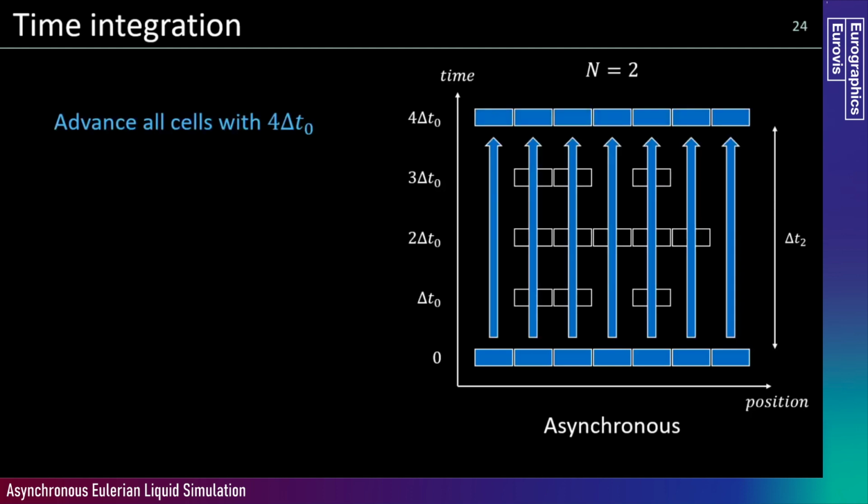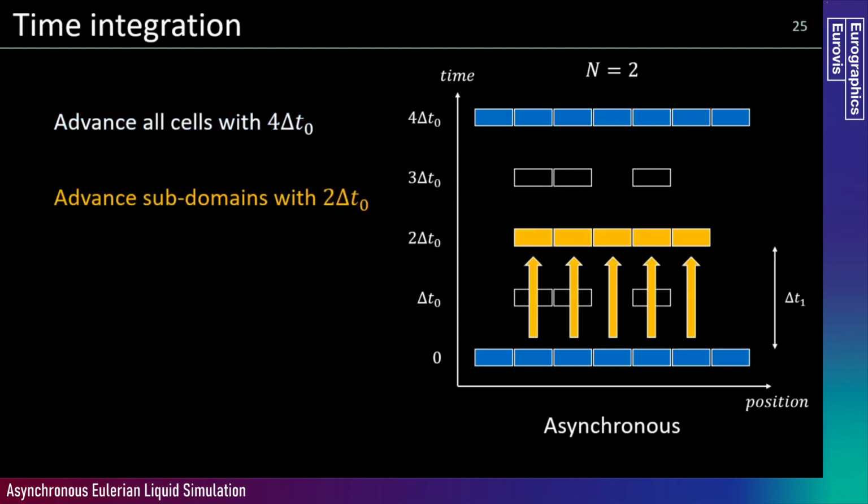For the asynchronous method, simulation starts from the largest level. At this moment, the target cells involve the domains with the smaller level. Then we can get the state at the time of 4 delta t0. Next, we calculate one smaller level with 2 delta t0. It also involves the smaller level cells.